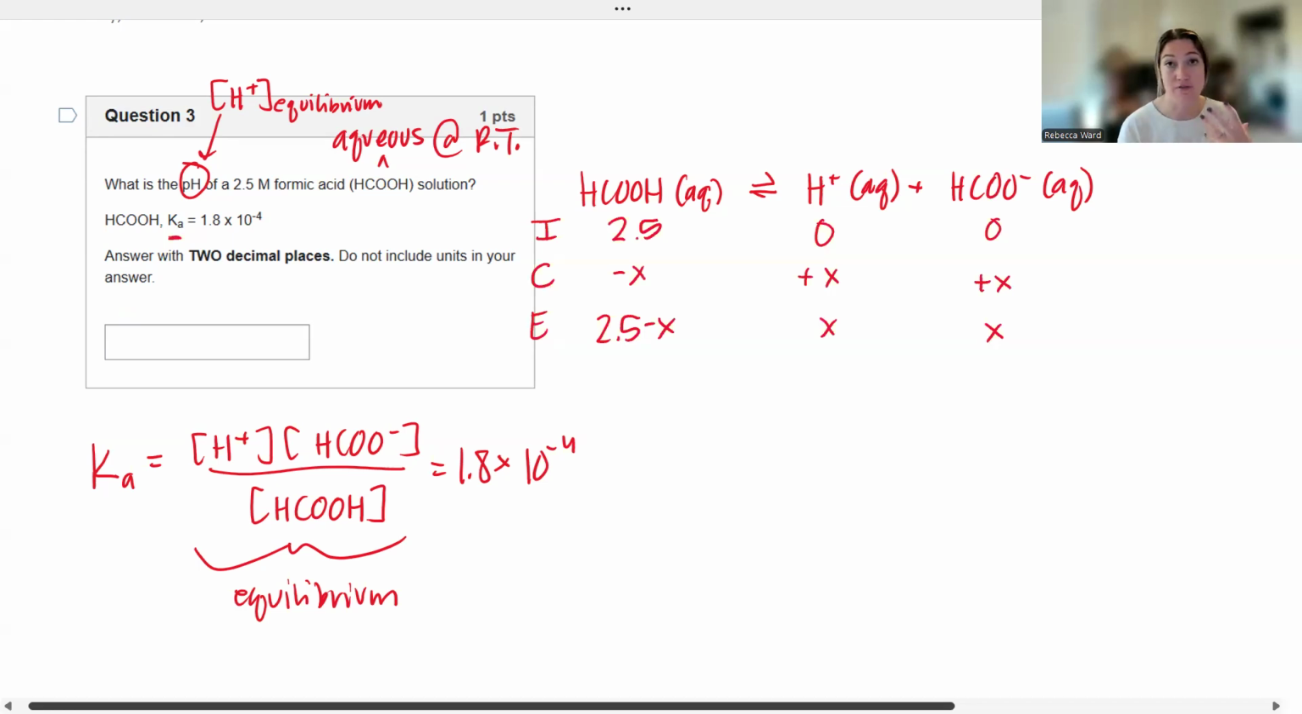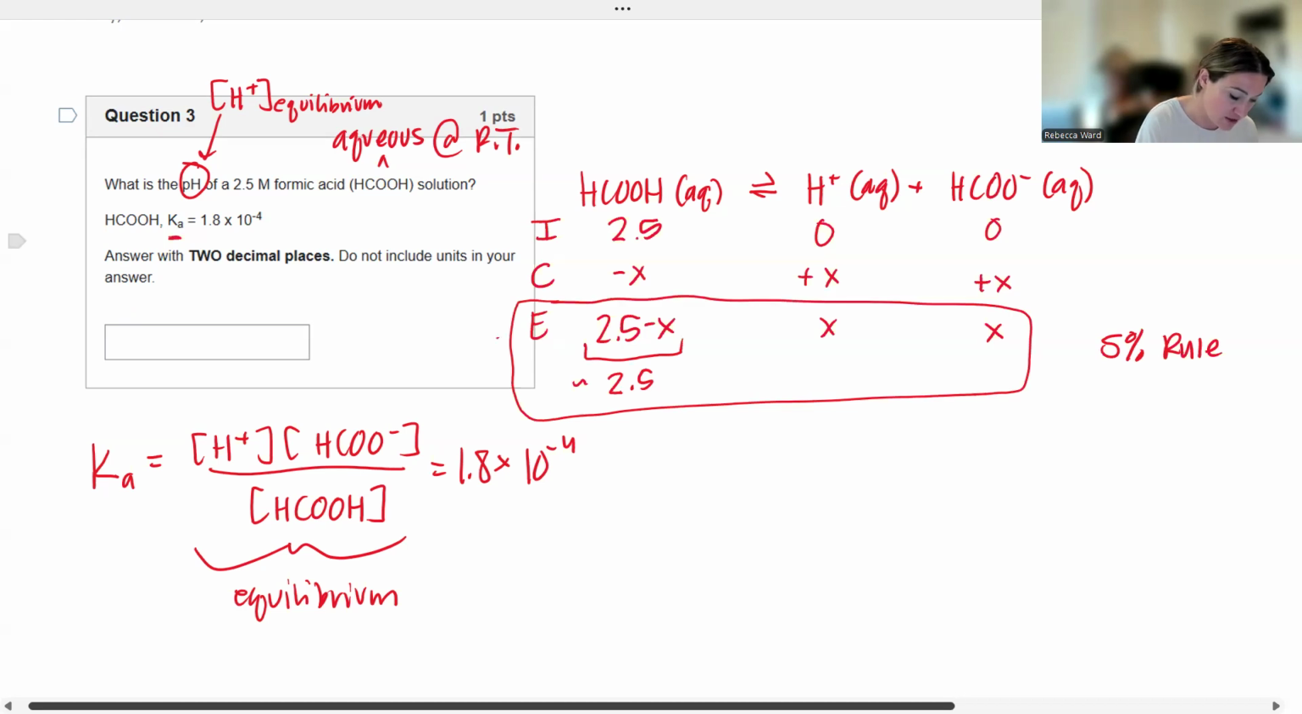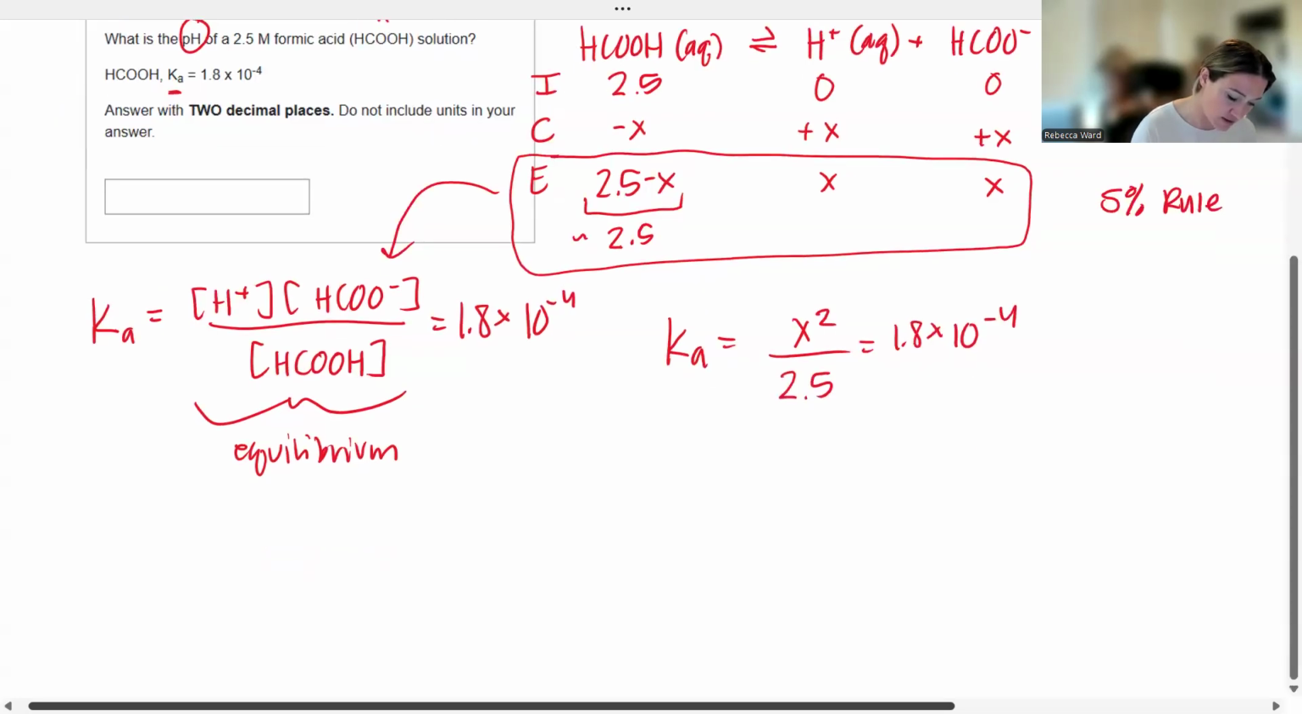We are going to start using our 5% assumption, that x is so incredibly small that we can drop it in this expression, for almost every weak acid question. So this is really going to be 2.5, and we'll come back and check that. We're going to use what's called the 5% rule. I'm going to take my equilibrium values and plug them in here. So I have Ka equals x squared over 2.5, and I'm going to solve for x.